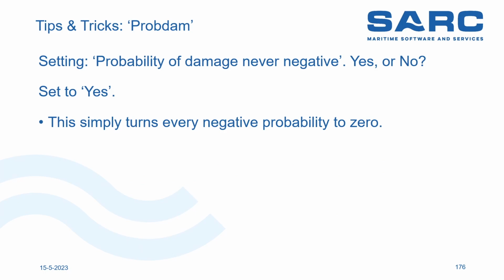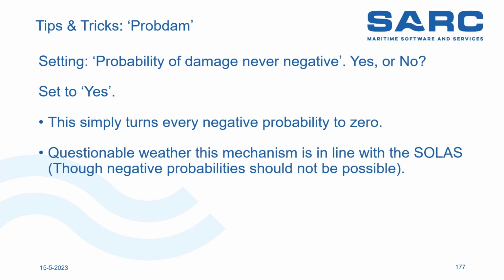If we set it to yes, it simply turns every negative probability to zero. And in my opinion, it's questionable whether this mechanism is in line with the SOLAS. Because then you just say, I have a negative chance. That's not convenient for me, so I just turn it to zero. On the other hand, a negative probability should not be possible. So there's also something to say for setting it to zero. We believe, but I'm not 100% sure, that other software packages like Napa use this setting, simply turn it to zero.